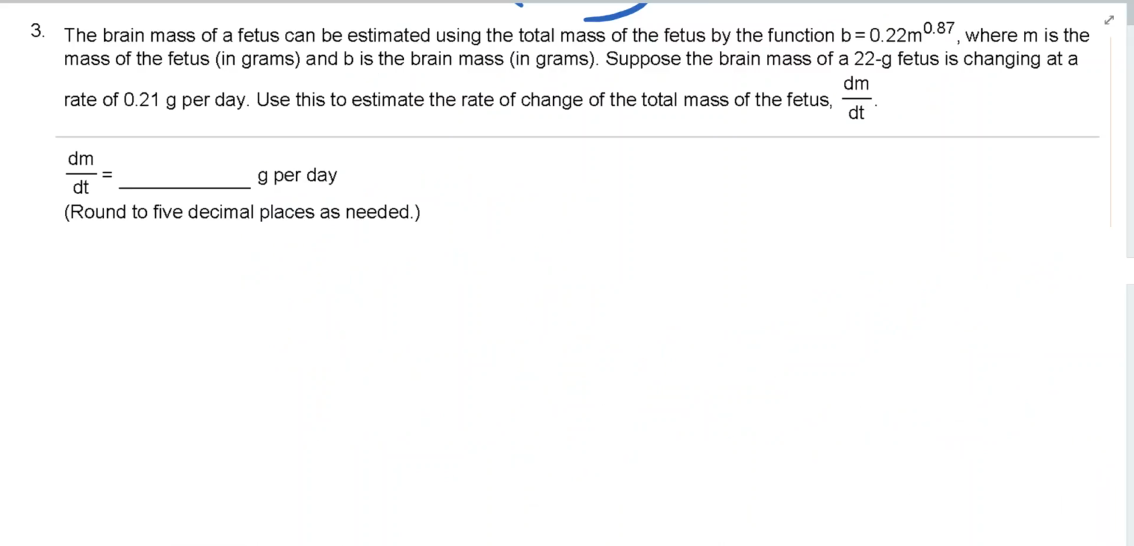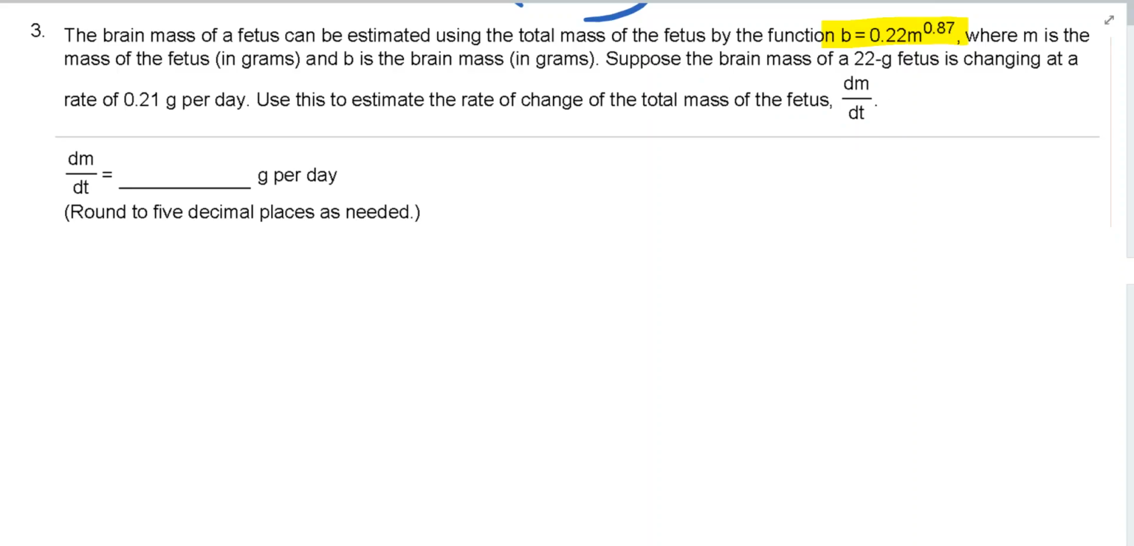All right. Okay, number 3, the brain mass of a fetus can be estimated using the total mass of the fetus by the function. It gives us this function here, where m is the mass of the fetus in grams and b is the brain mass. So you're talking about the mass of the fetus and the brain mass, and how are those connected? Suppose the brain mass of a 22-gram fetus is changing at a rate of 0.21 grams per day. Use this to estimate the rate of change of the total mass of the fetus, dm/dt.